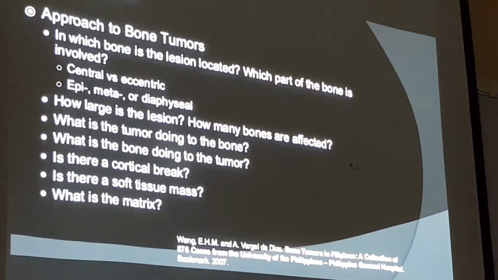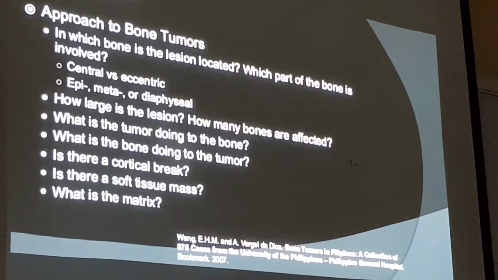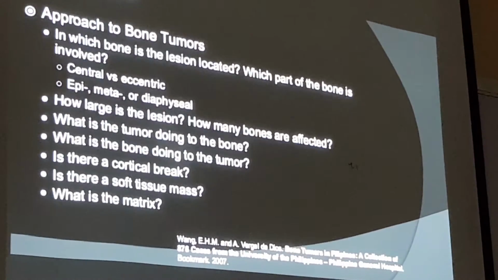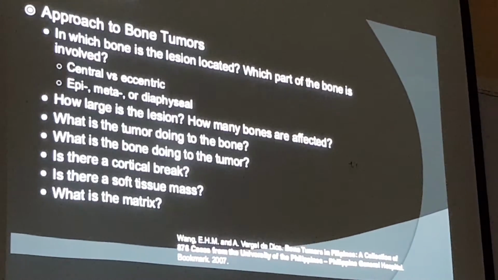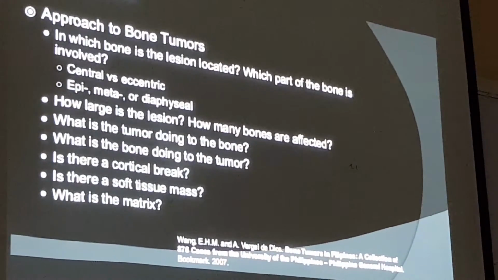So how do we describe our bony tumors? Okay, in which bone is the lesion located? Of course, fibula, tibia. But in which part of the bone is it located?